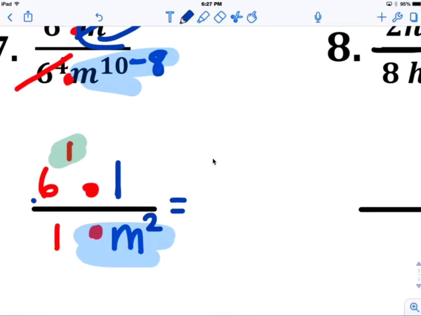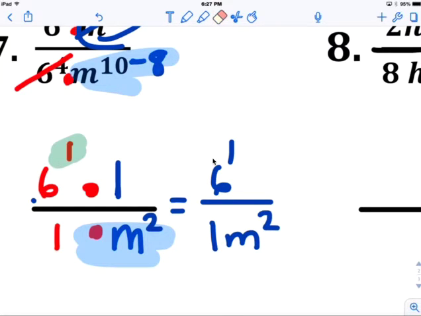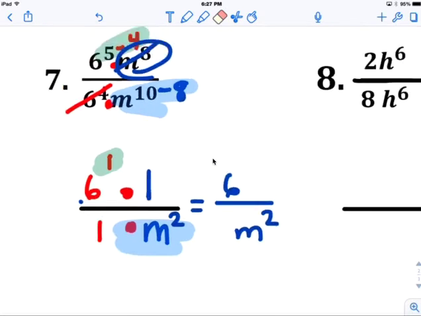6 to the 1st times 1 is 6 to the 1st, or just 6, the 1 is invisible. 1 times m squared is 1m squared. If you want to put a 1, you can. It's 1m squared. And you can make the 1 invisible, and that's the same answer, okay?